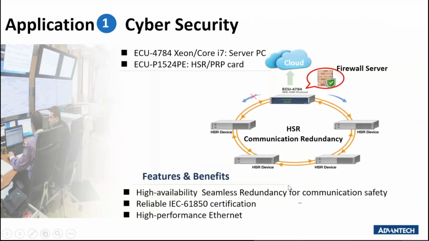One by one, I will talk about the cyber security. We can deploy our ECU 4784, using a Xeon or i7 processor as a server PC, with our HSR and PRP redundancy card. With this, we have HSR communication redundancy for this cyber security.